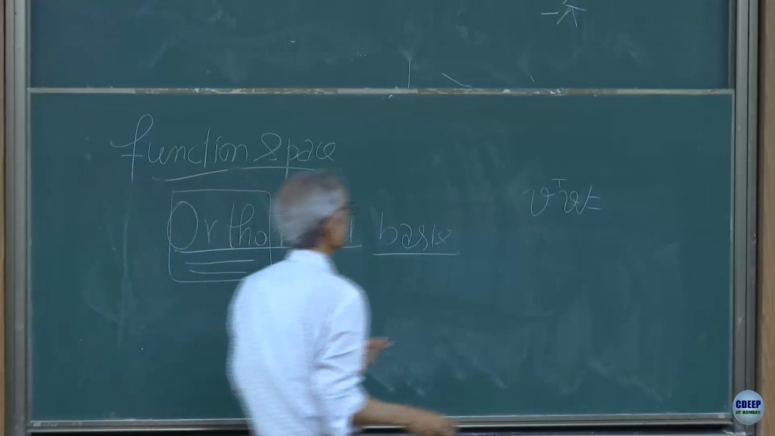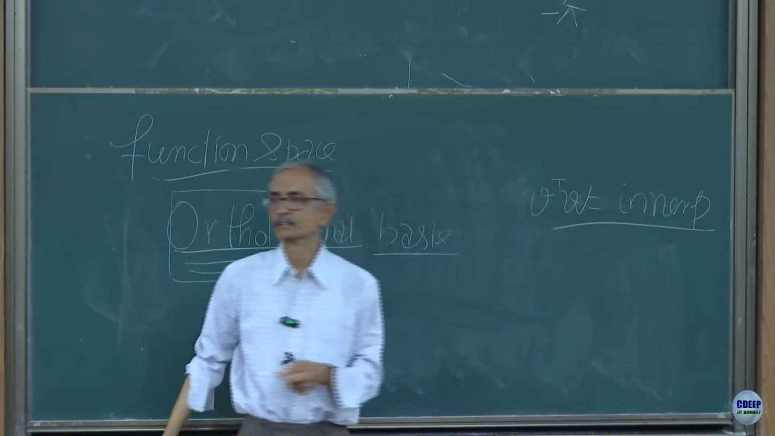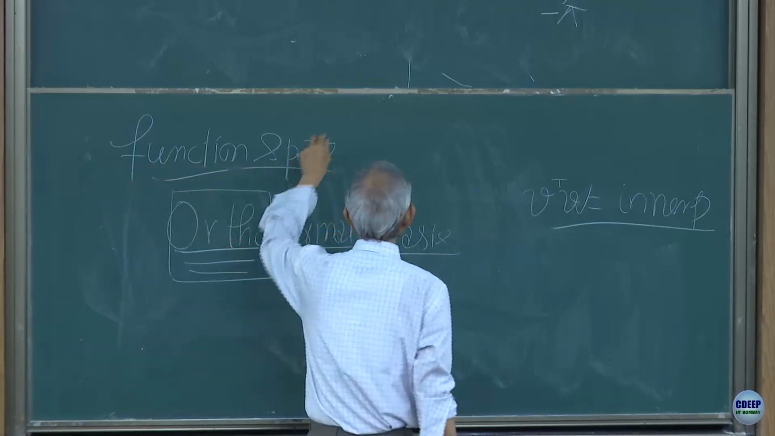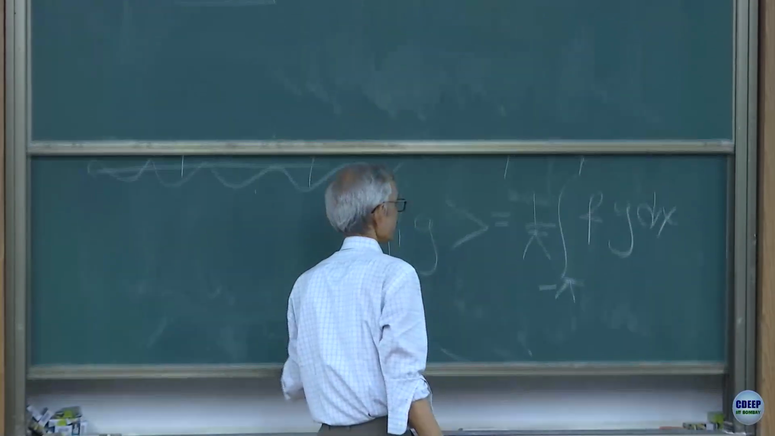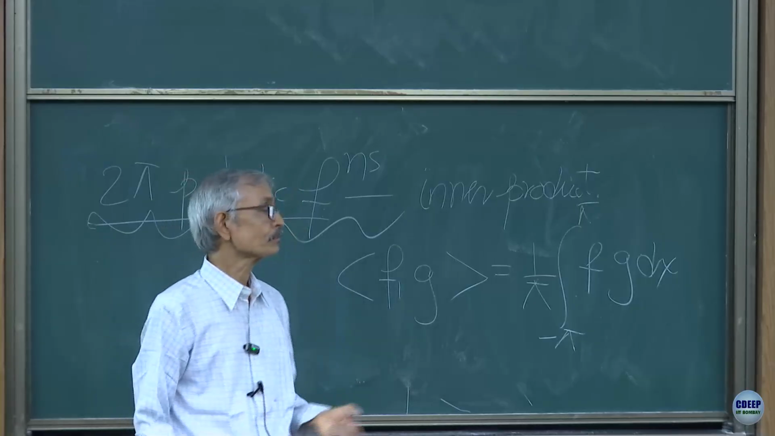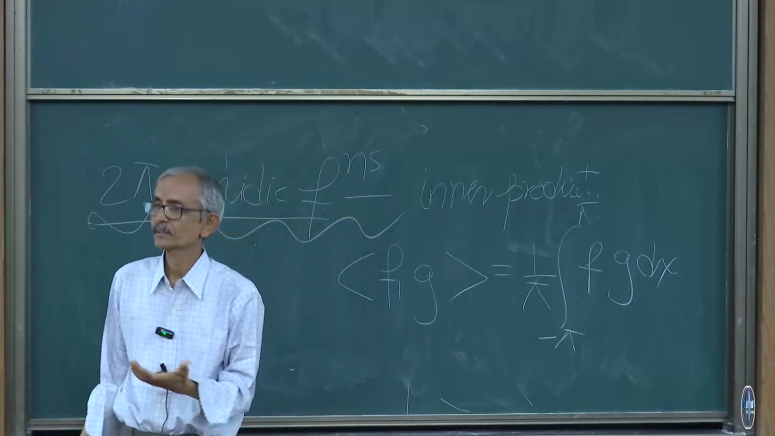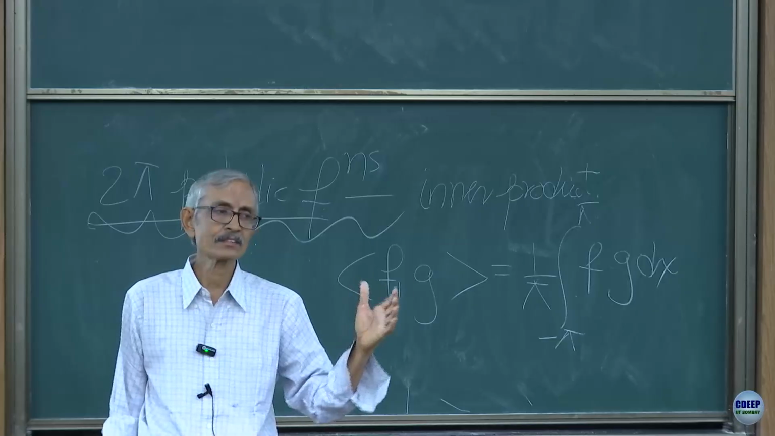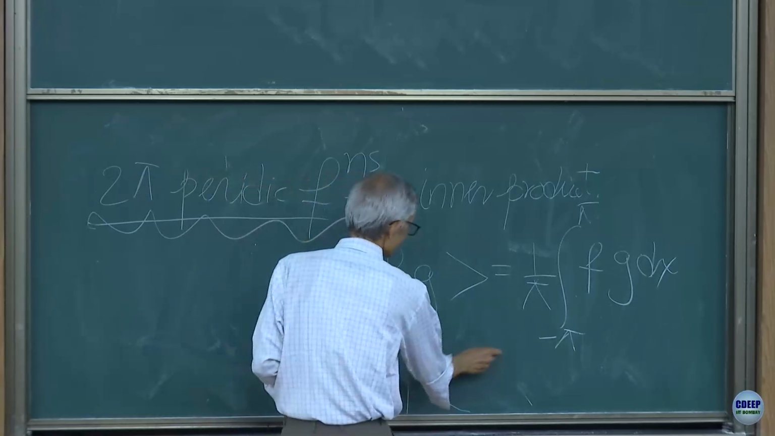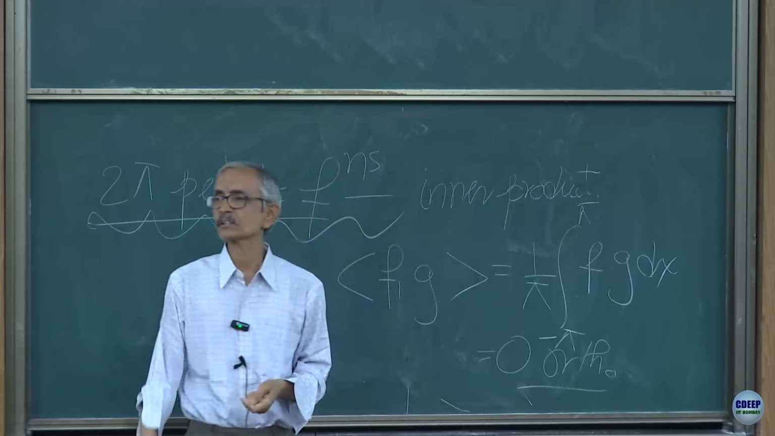So similarly, this is the definition of my inner product. This was my definition for my inner product. So if I have two functions which are orthogonal, then what should happen? This integral should go to 0, right? So this is going to be equal to 0 if the two functions are orthogonal to each other.